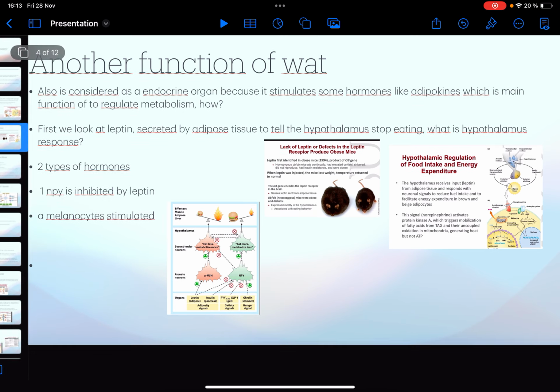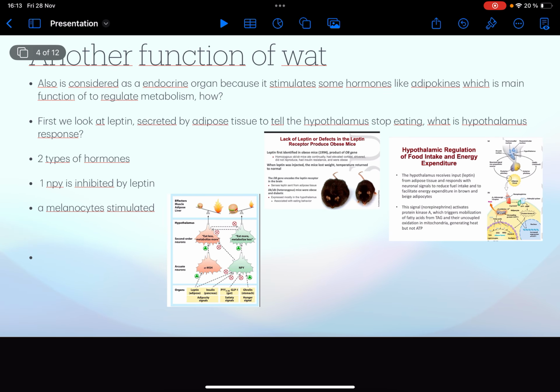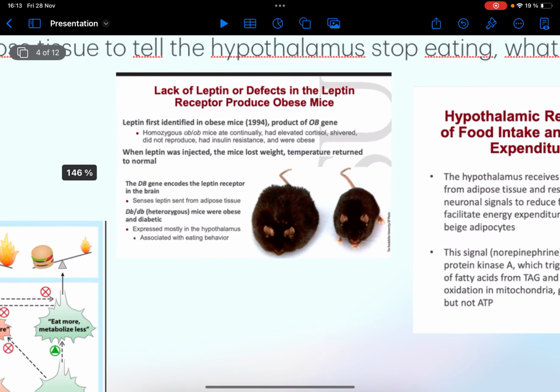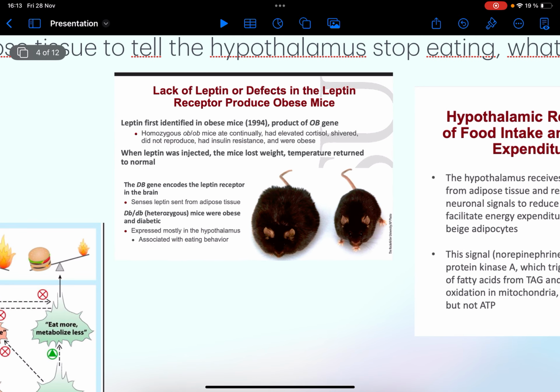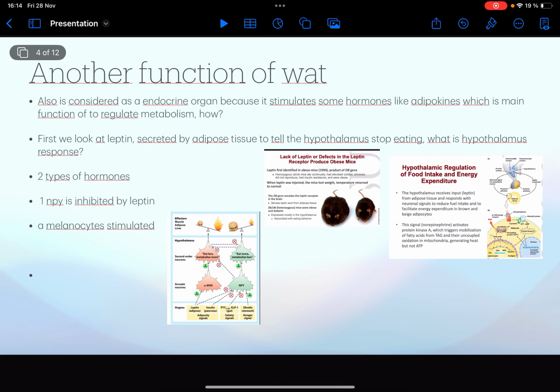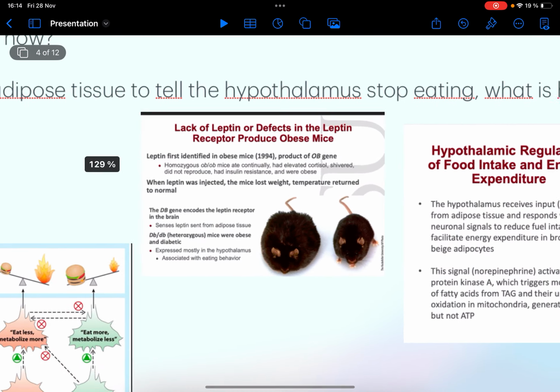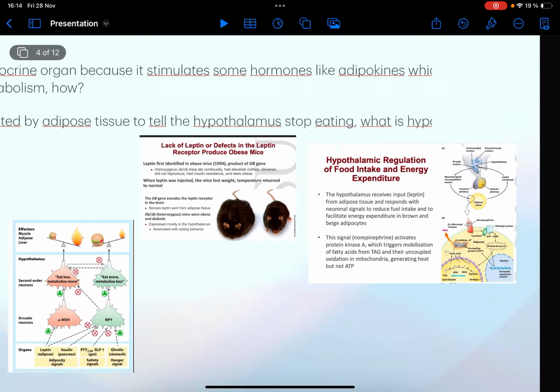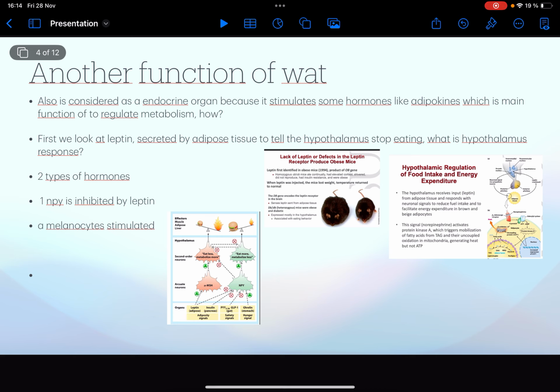Okay. So, as I said, the other function of the white adipose tissue is that it is considered an endocrine organ. I actually like this picture because if we look at leptin, we see here this mouse which does not produce leptin is getting obese. So we could understand from this hormone that leptin keeps the normal body weight in our body, and if we lack it, we will get obese.